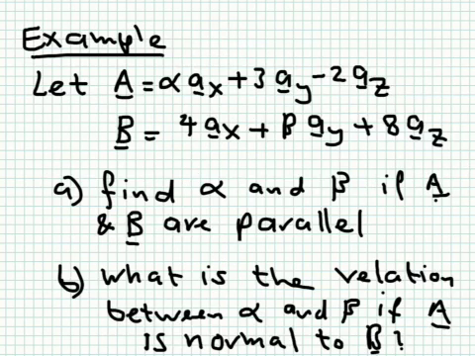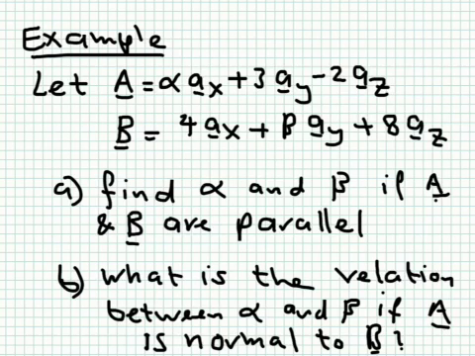We have here one more example. We have two vectors. A is equal to alpha ax plus 3ay minus 2az, and b is equal to 4ax plus beta ay plus 8az. We want to determine the values of alpha and beta if a and b are parallel, and what is the relationship between alpha and beta if a and b are normal.